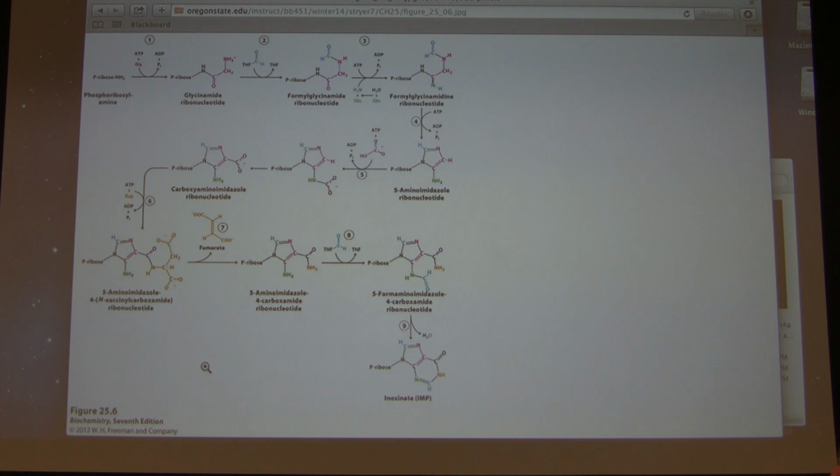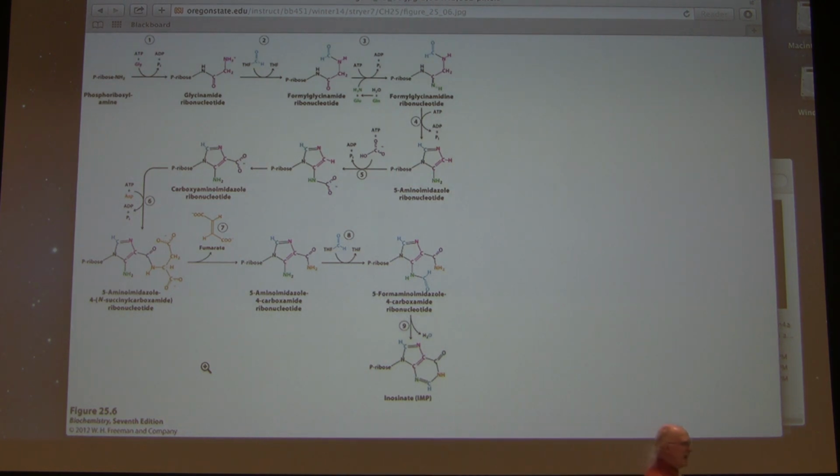The first enzyme was PRPP amidotransferase. It's inhibited by both AMP and GMP. Both. If I have one, but not the other, it's only partly inhibited. It takes both to completely inhibit the enzyme. Now, why is that important?